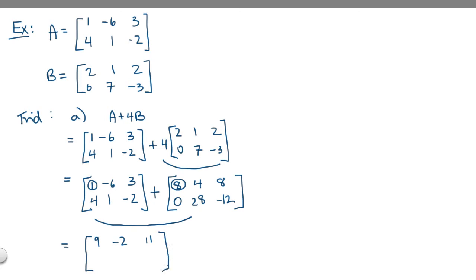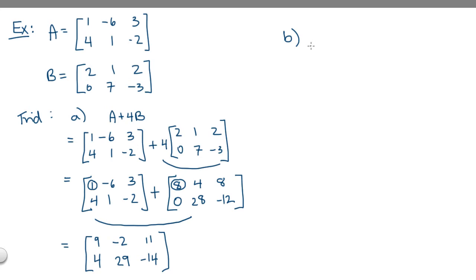And we'll do the same thing all the way through the bottom row. You can actually just imagine the two matrices sliding on top of each other and adding the corresponding elements, if you prefer to think of it that way. So 4 plus 0 gives us 4. 1 and 28 gives us 29. And then finally, negative 2 plus negative 12 gives us minus 14. Okay, and we're done that calculation there.